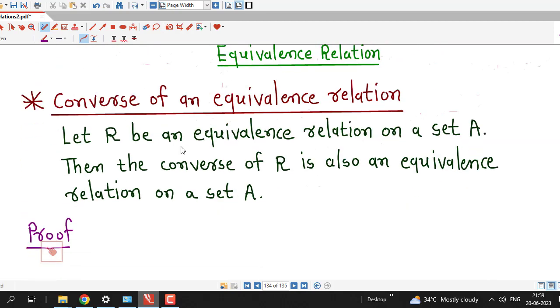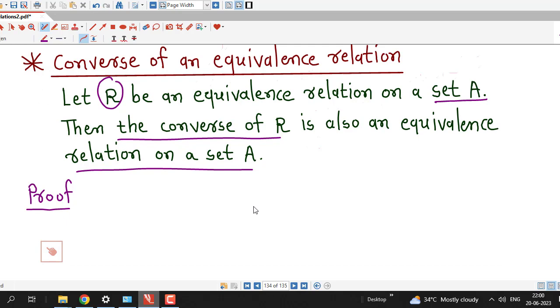Now here we are given that R is an equivalence relation on a set A, and we have to prove that the converse of R is also an equivalence relation on a set A. That means we have to prove that the converse of R is reflexive, symmetric and transitive, provided that R is reflexive, symmetric and transitive, not antisymmetric. We know that an equivalence relation is that relation which is reflexive, symmetric and transitive.